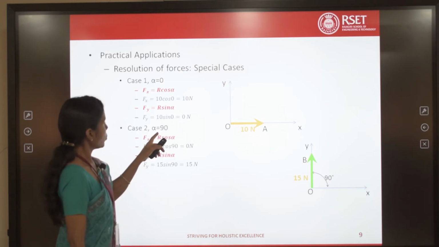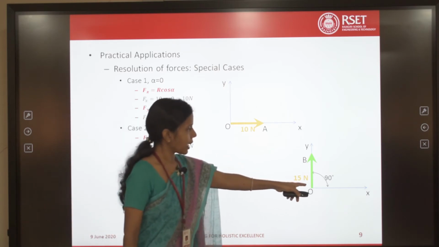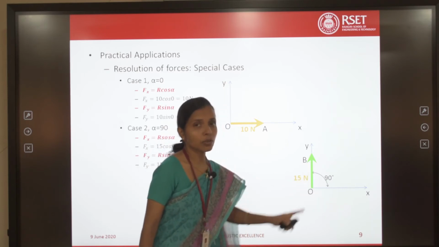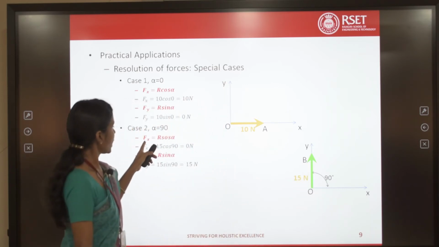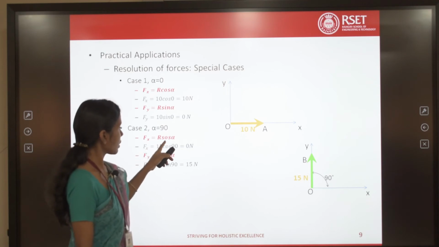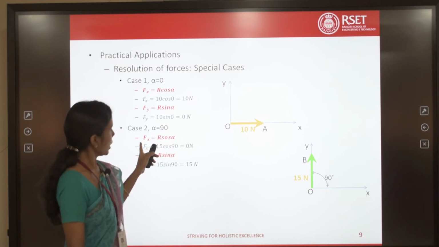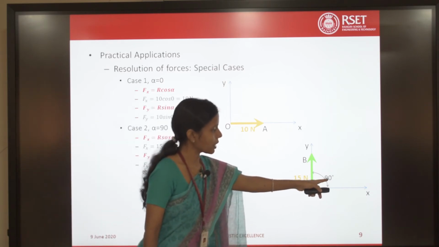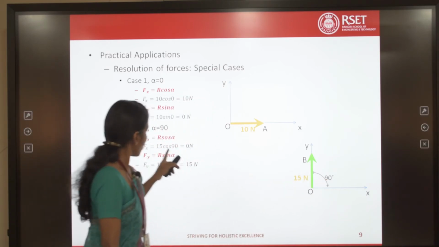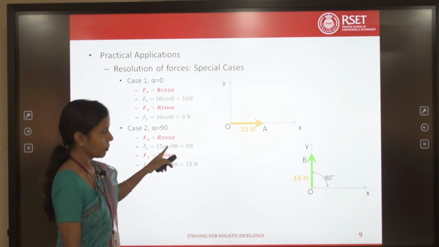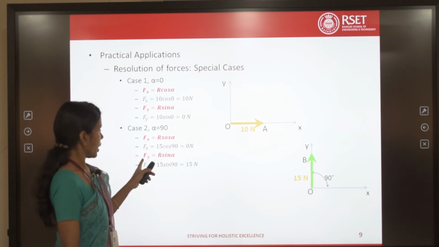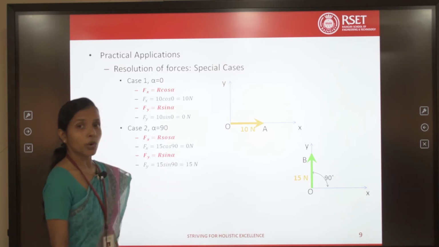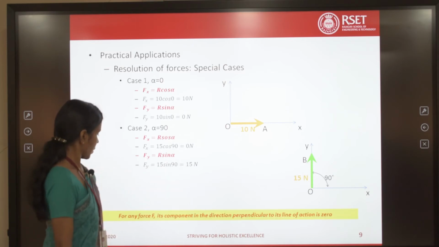And what about case 2? Case 2 is this case, that is the resultant is making an angle of 90 degrees with respect to the horizontal, okay. So, in that case, what is Fx? Fx is equal to R cos alpha. Now, alpha is 90 degrees. How much is cos 90? 0. So, Fx is 0. And what is Fy? Fy is R sin alpha, which is 15 newtons. So, what do you infer from this?